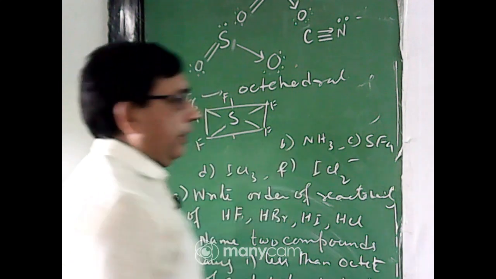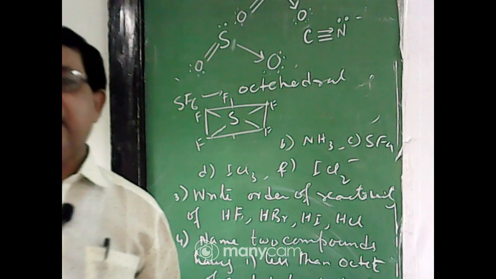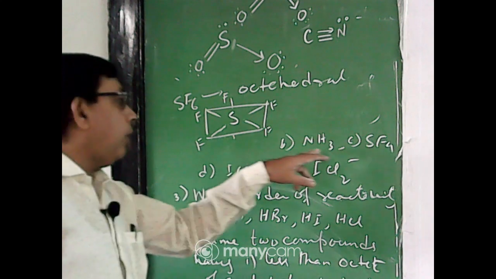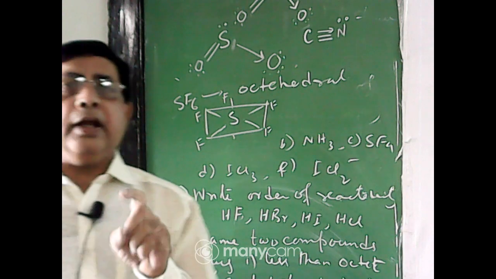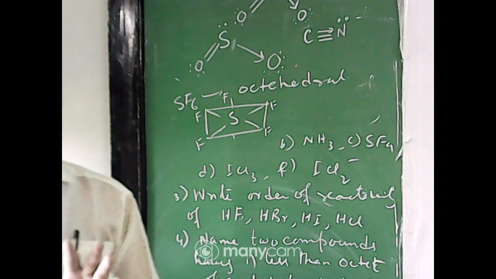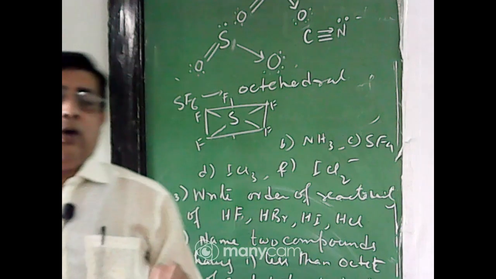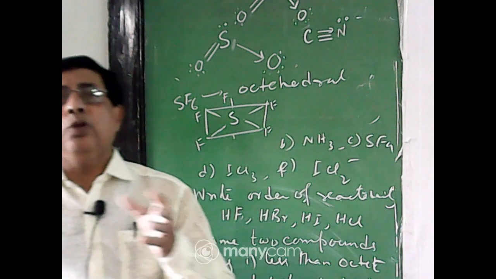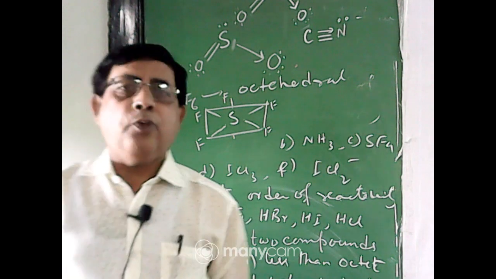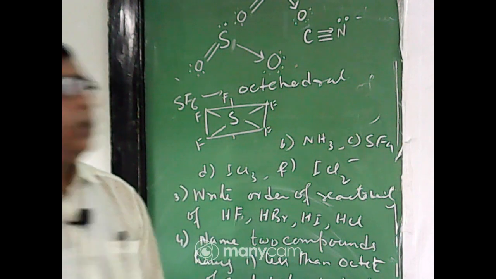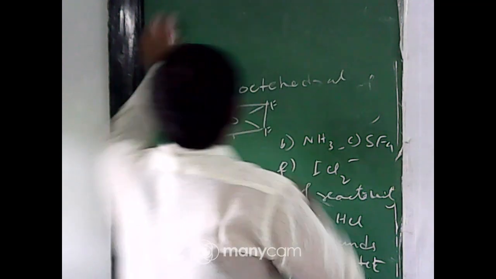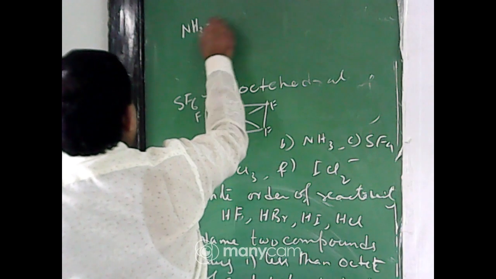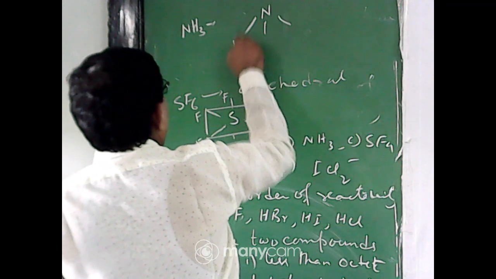Now NH3. Nitrogen has 5 electrons in the outermost shell. 3 electrons form 3 bonds with hydrogen. So around the central atom there are 3 bond pairs and 1 lone pair. That is 4 electron pairs. If the electron pairs are 4, then according to VSEPR theory, the shape will be tetrahedral. But all are not bond pairs: 3 bond pairs and 1 lone pair. So the shape will be distorted tetrahedral. So what will be the shape of the ammonia molecule? Distorted tetrahedral. NH3. This is the shape of the ammonia molecule.